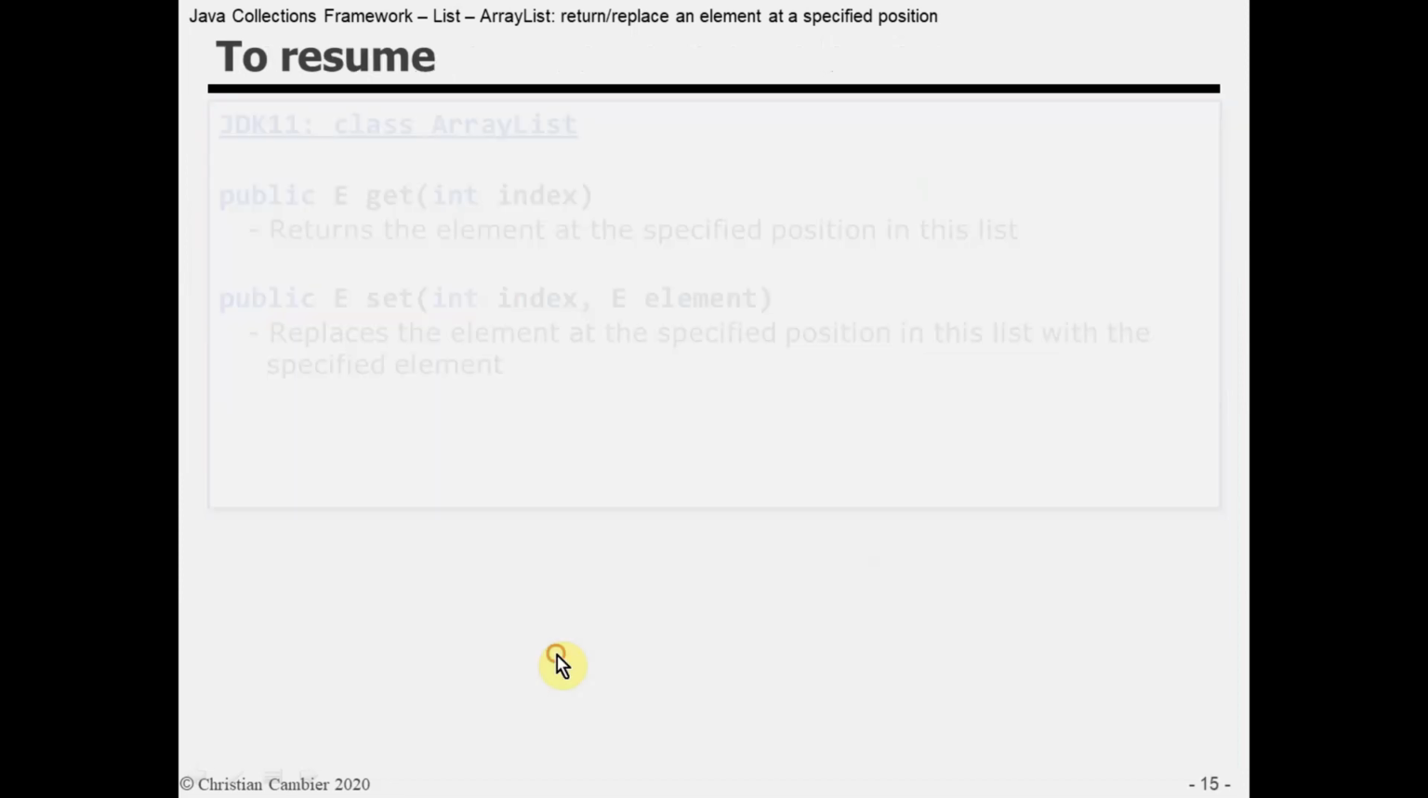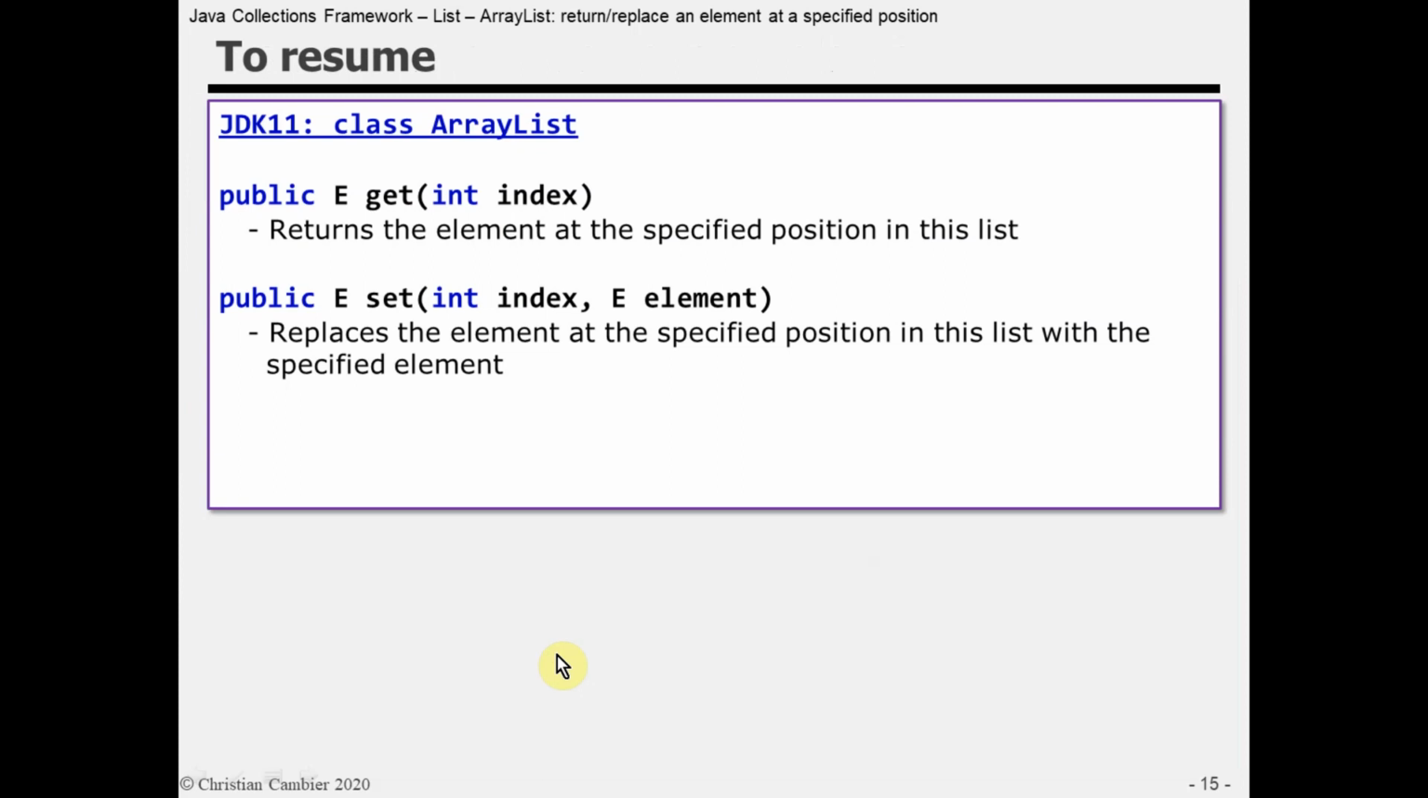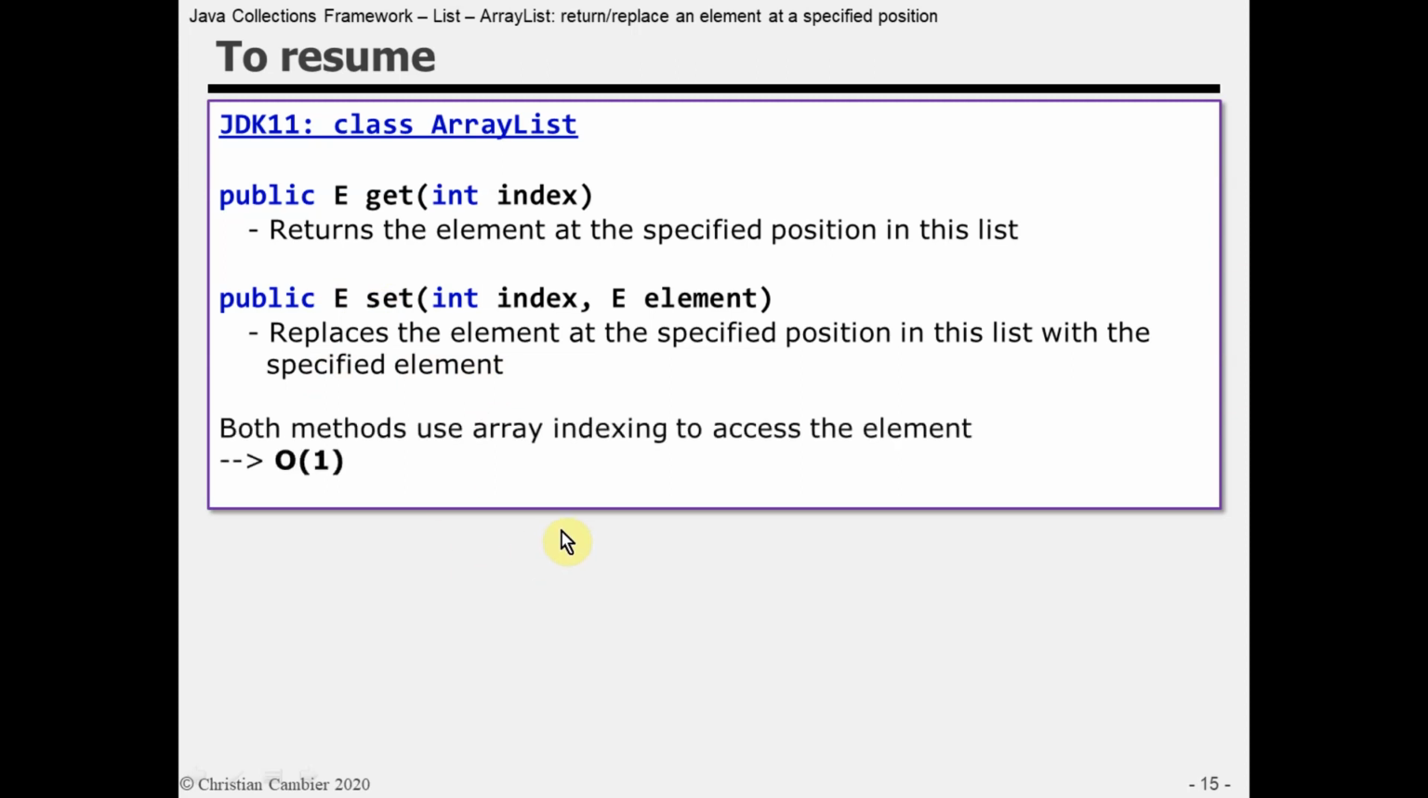Good. So to resume, get is used to return an element, set is used to replace an element. Since both use array indexing, both are O(1) methods.